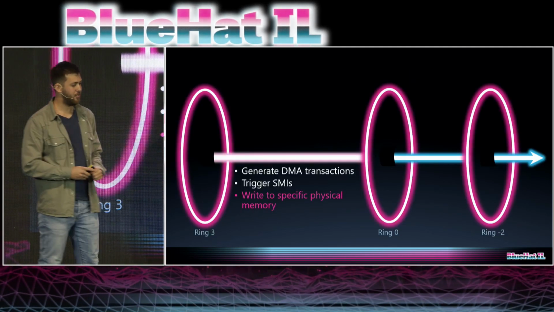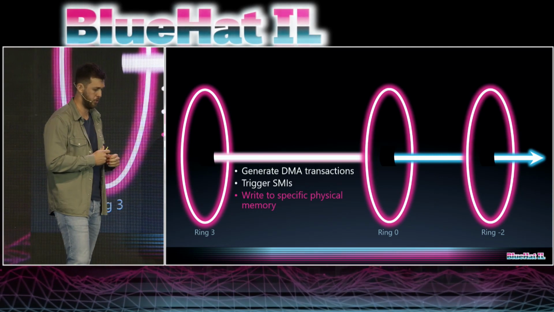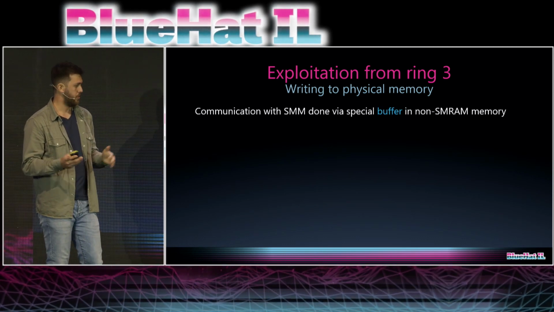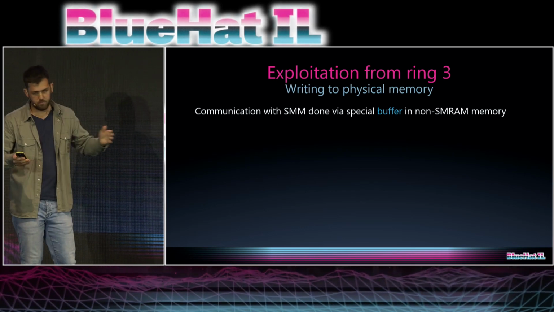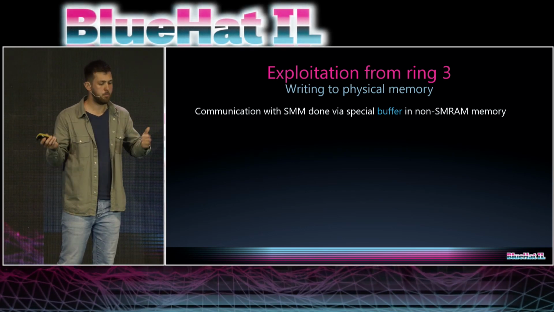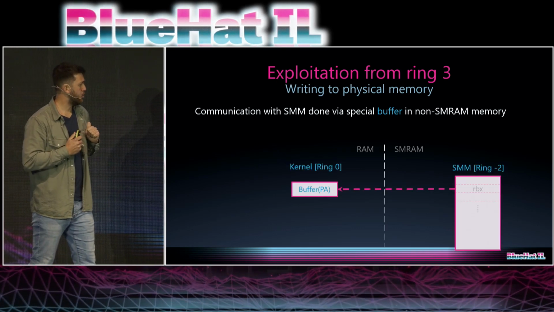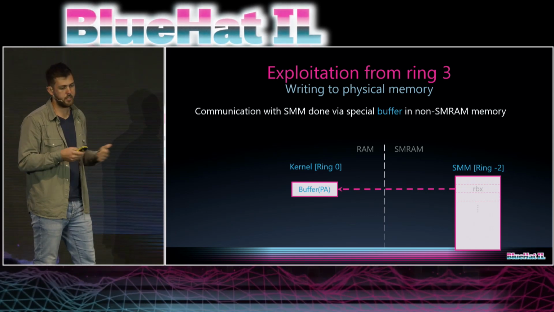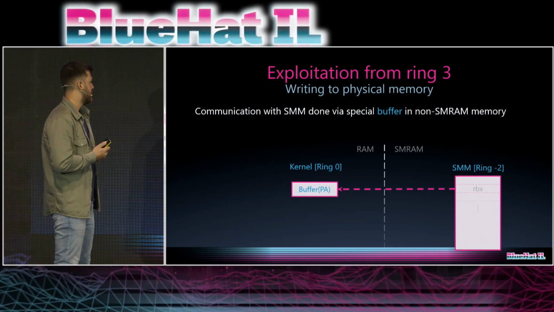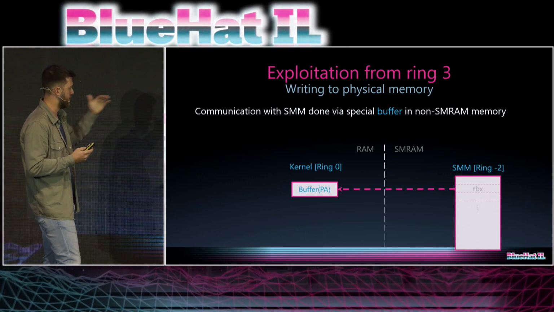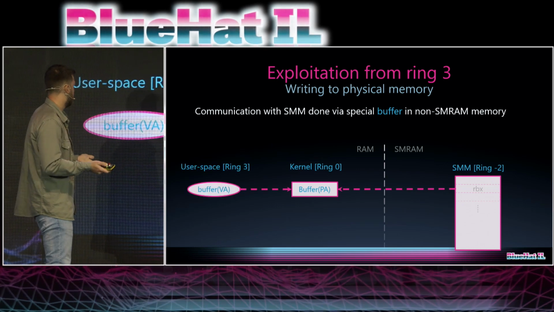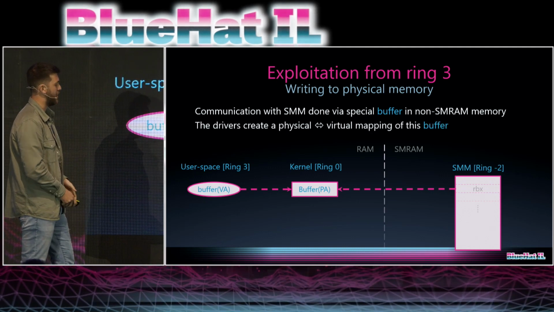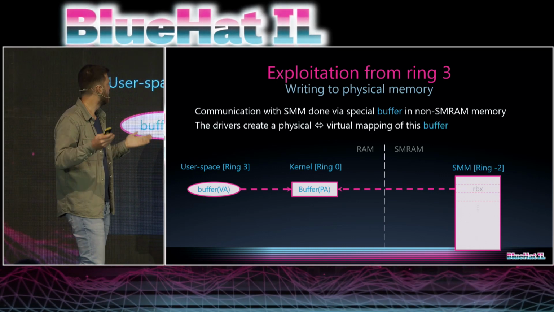All right, we are left to discuss how to write to a specific physical memory. Remember, communication to SMM is done via special buffers. It is located outside the SMRAM, and we also described this as the input buffer previously. The way to transfer it to the SMM as a parameter is using the save state, and to be more precise, using one of the general purpose registers. So in order to access this buffer, which currently holds only its physical address, we need the corresponding virtual address to access it from user space. Luckily for us, again, the drivers create this virtual to physical mapping for us.